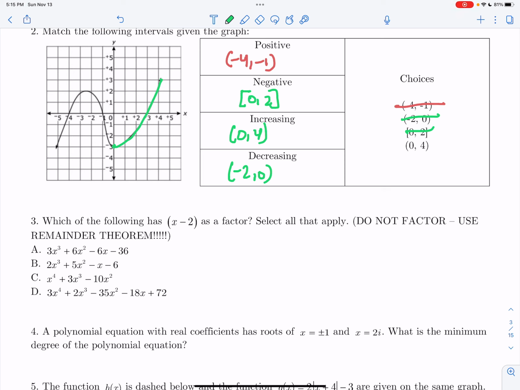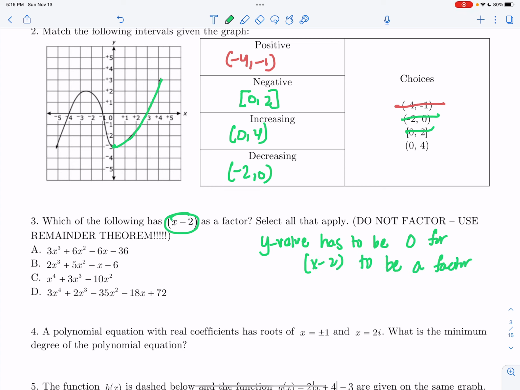Number 3, which of the following has x minus 2 as a factor? Select all that apply. And I gave you a little hint: do not factor. Use the remainder theorem. So if you're using the remainder theorem, you're going to plug in x equals 2 for a, b, c, and d, and your y value has to be 0 for x minus 2 to be a factor. So once you do that, it's going to turn out that a and c would be your two choices that have x minus 2 as a factor.